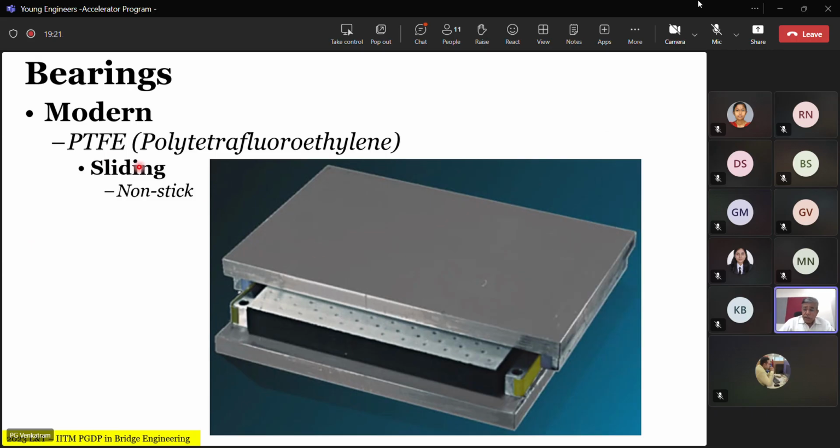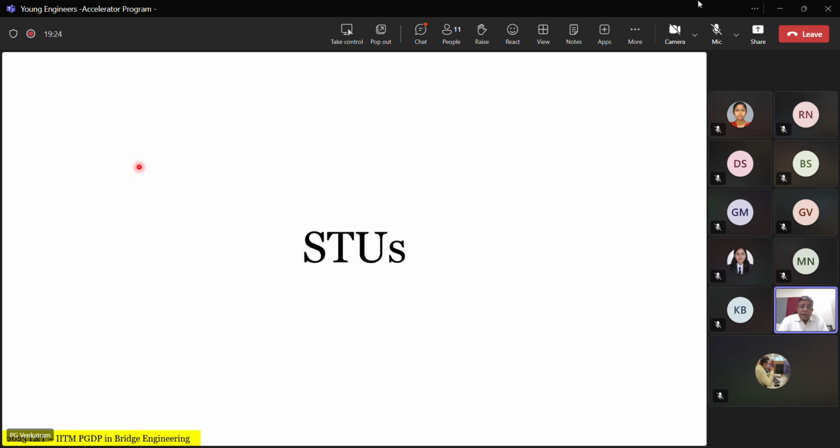We were looking at the modern type of bearings. The next type of element are STUs. Have you heard of this term STU? Yeah. So what is the purpose of shock transmission units? Over a period of time we'll have to get the correct terminologies right.